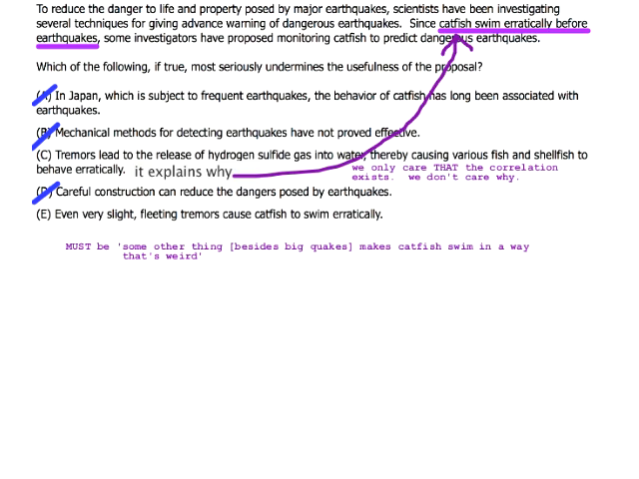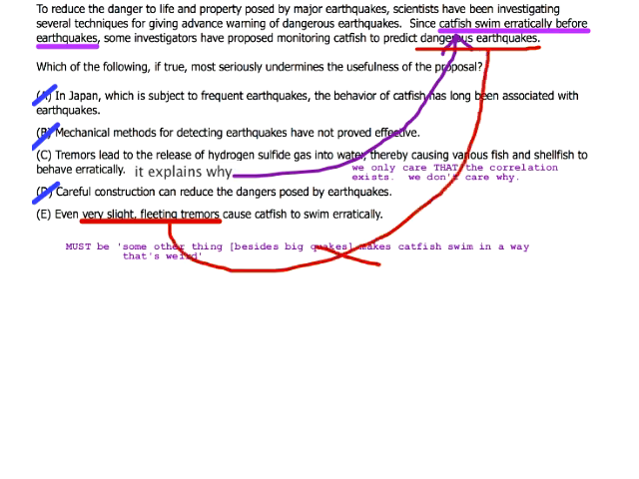On the other hand, E. E says that even little bitty, teeny, tiny earthquakes will still cause them to swim weird. And so that destroys the correlation with dangerous big earthquakes. Because then you just don't know. You know that there's a correlation with some kind of quake, but not those anymore. So now you're correlated with any quake, even slight fleeting ones, which means you can't predict dangerous ones anymore.